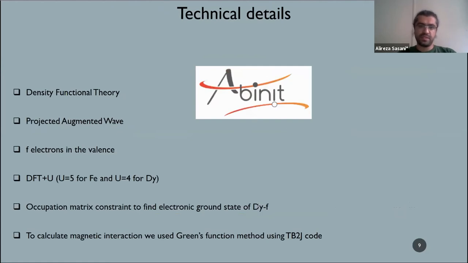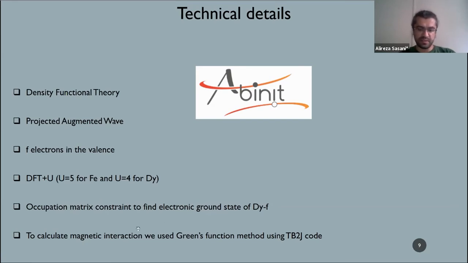So then we asked the question, what is the mechanism? To answer this question, we turned to density functional theory and used the ABINIT code with the projector augmented-wave implementation. We used the f electrons in valence and DFT+U, and we used occupation matrix control to make sure that we are reaching the correct ground state of the f electron states of the dysprosium. And to calculate the magnetic interactions in this system, since we had f electrons, it wasn't easy to do total energy calculations.